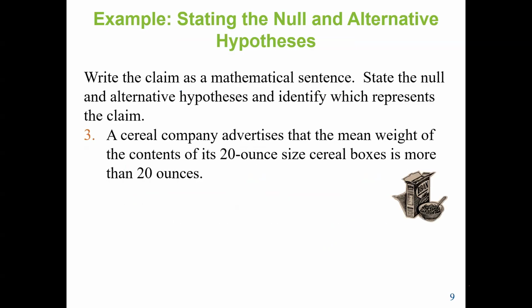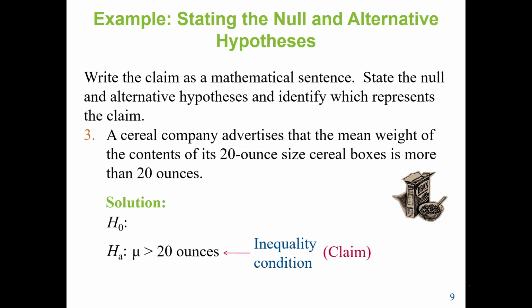Now, let's see another example. Here we say a cereal company advertises that the mean weight of the contents of its 20-ounce size cereal box is more than 20 ounces. See, there's no equality here also. So you see that H sub A will be mu greater than 20 ounces. Which means the null hypothesis will be what? Less than or equal, which will be the complement of HA.